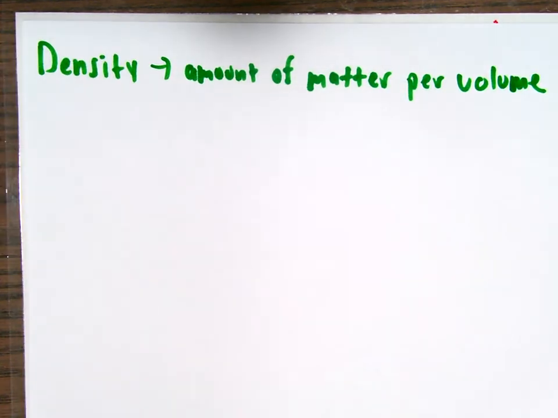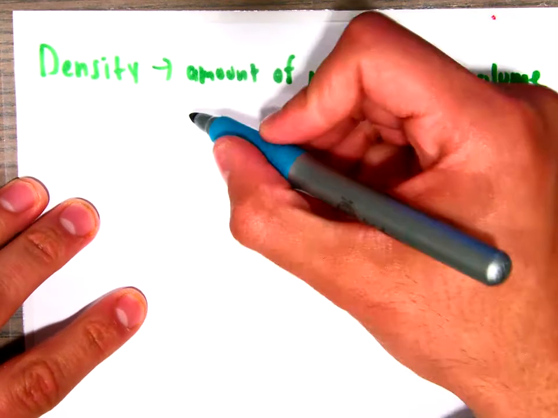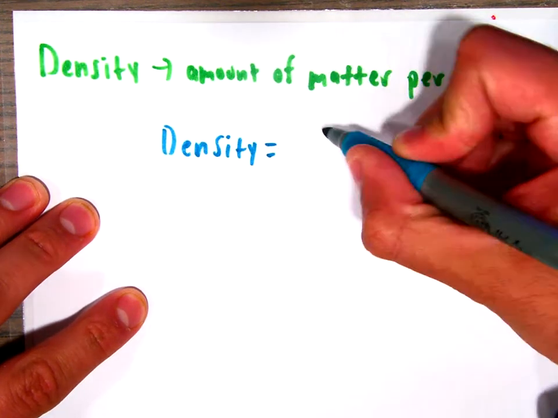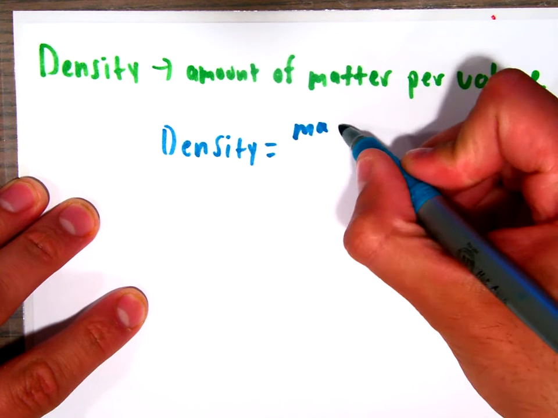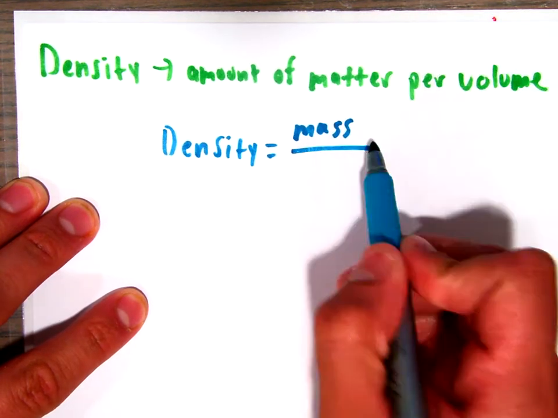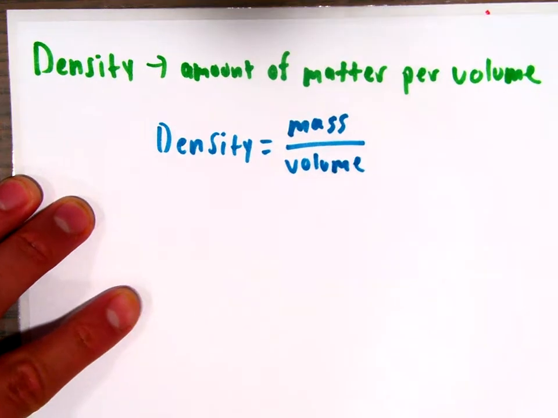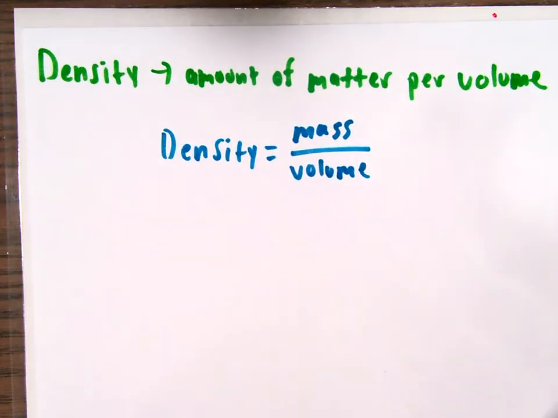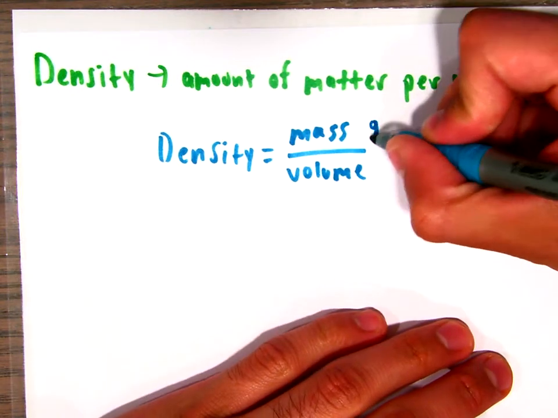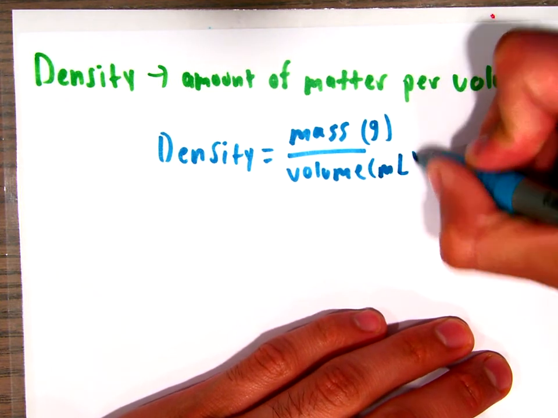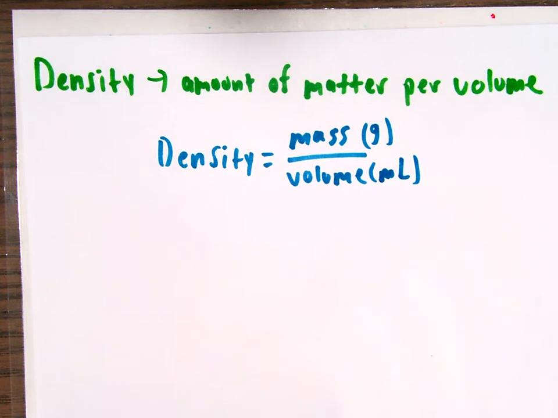Okay, so let's go into the equation and break it down. The density of any object is equal to the mass, in other words, the amount of matter in that object, divided by the volume of that object. Typically, for mass we're going to be using the units grams, and for volume, we're going to be using the units milliliters.